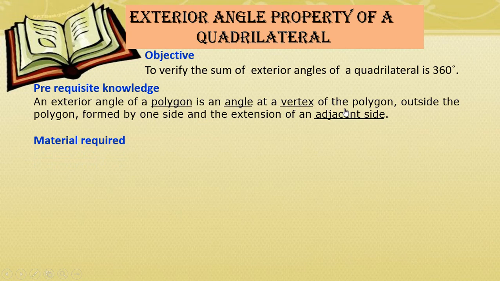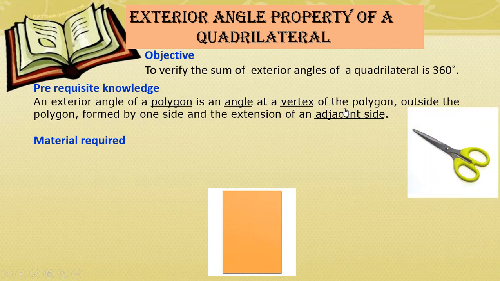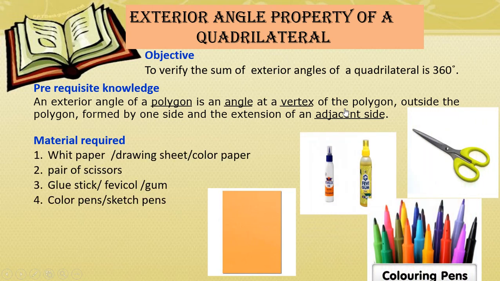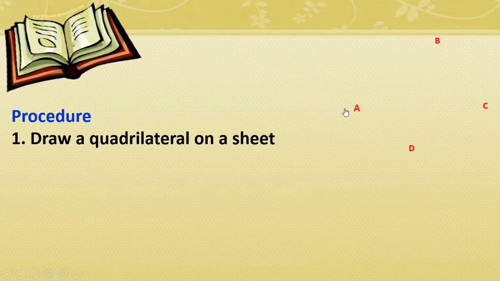an adjacent side. The materials we need for the activity are paper, glue stick, color pens or pencils, and scissors. So let's perform the activity. First of all, we have to draw a quadrilateral on a sheet of paper like this.